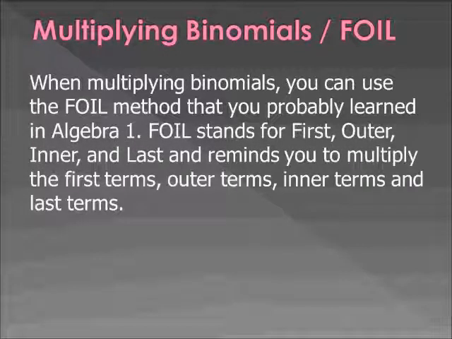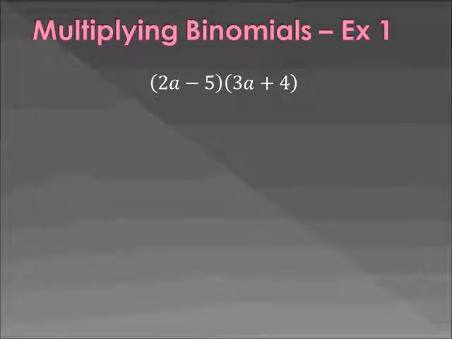Alright, when you multiply binomials, you can use the FOIL method that you probably learned in Algebra 1. FOIL stands for first, outer, inner, and last, and reminds you to multiply the first terms, outer terms, inner terms, and last terms. So, you'll be multiplying four things together whenever you use FOIL. And example 1 is a good way to demonstrate that. We have 2a minus 5 times 3a plus 4.